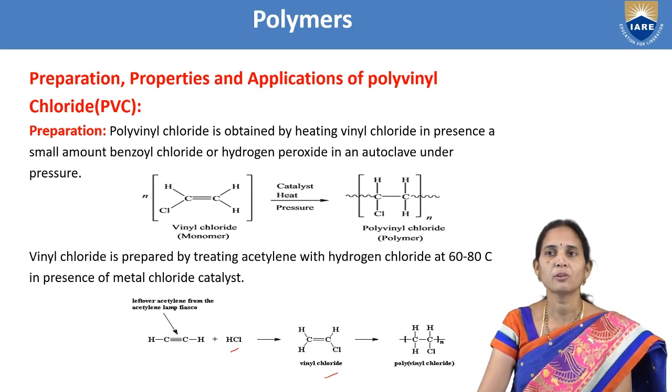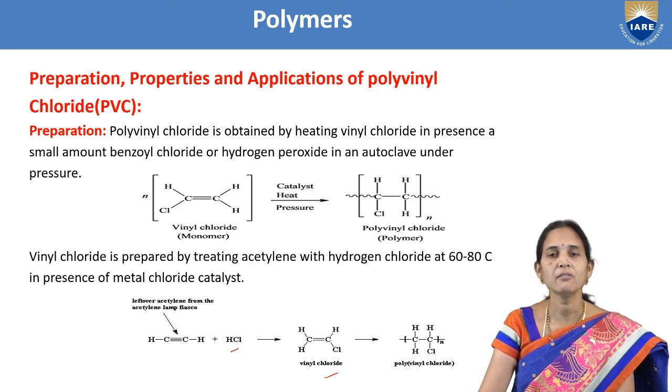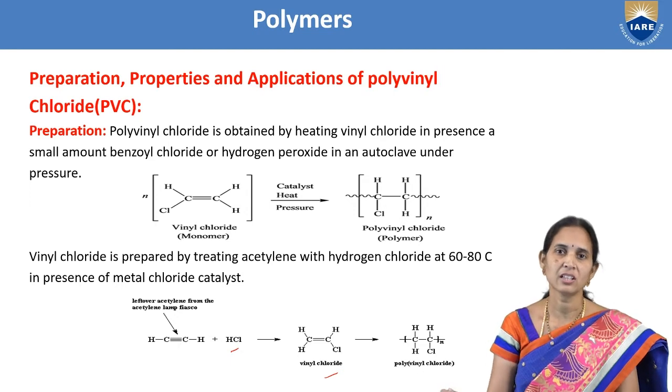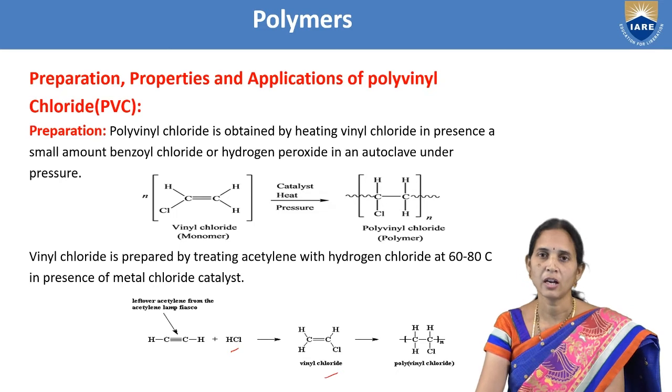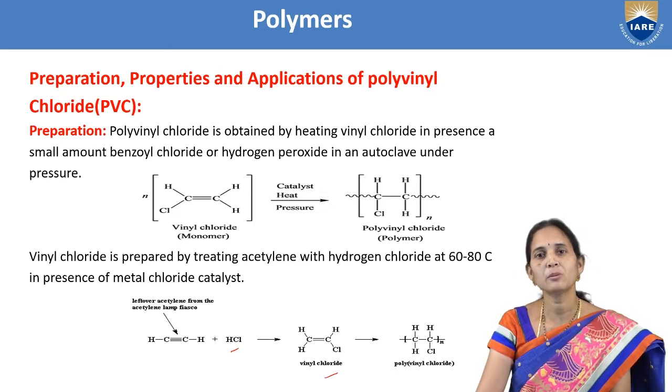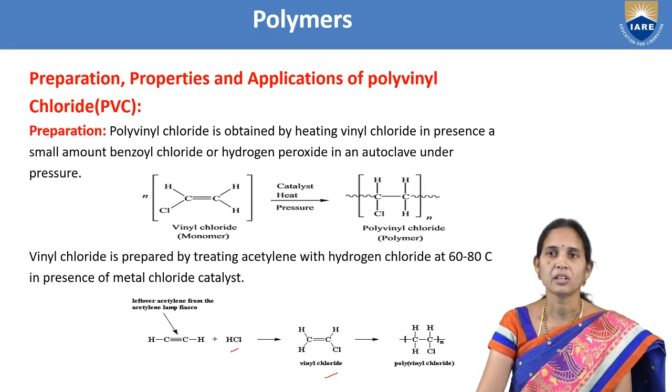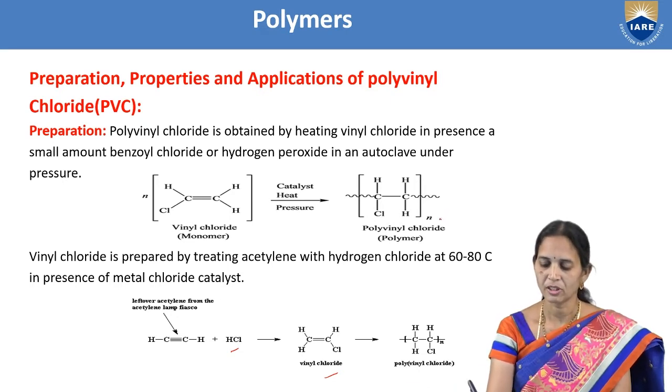Polyvinyl chloride is obtained by heating vinyl chloride in the presence of a catalyst, benzoyl chloride or hydrogen peroxide, in an autoclave under pressure. So here we add the catalyst to the vinyl chloride molecules and we maintain some pressure and temperature, like 90 to 110 degrees centigrade, and we get polyvinyl chloride. So we take a number of vinyl chloride molecules and we get polyvinyl chloride.